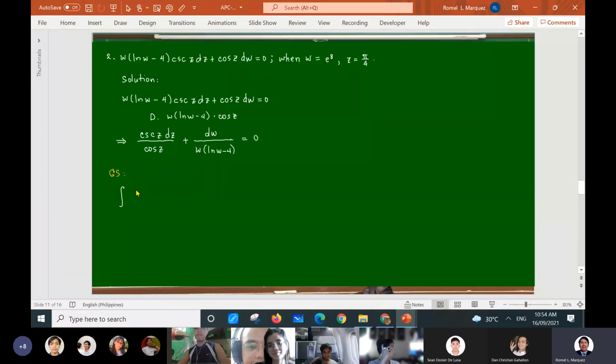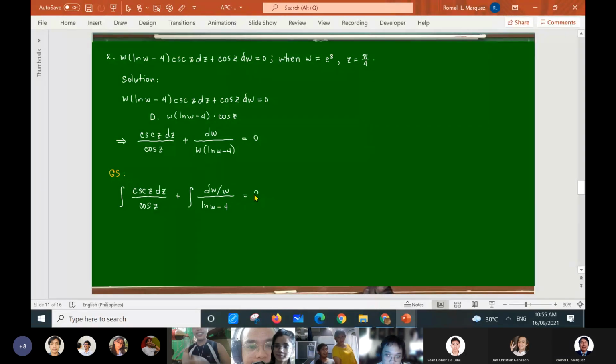Integral of cosecant z dz all over cosine z, plus, what about this, guys? Actually, the w, we need to put it up so that it becomes the differential of the denominator. Let's leave the denominator, ln w minus 4. Okay, guys? Get it, guys? Equals C. Let's have C1.